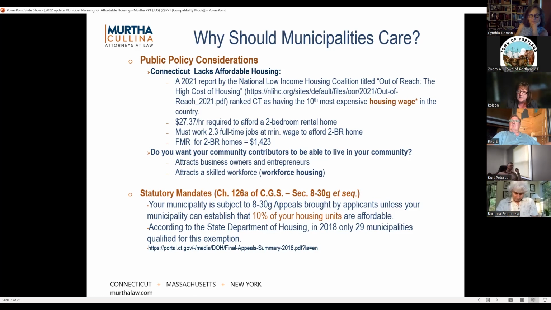And we'll talk about this a little bit more, but what happens is once you hit the 10%, if you apply to the state and they do the analysis and you provide the information, you can put a moratorium on affordable housing developments under the 8-30g for 4 years. Okay, but again, it's a hefty calculation, and it takes some work, but you're pretty close. That's not too bad. Next slide, please.